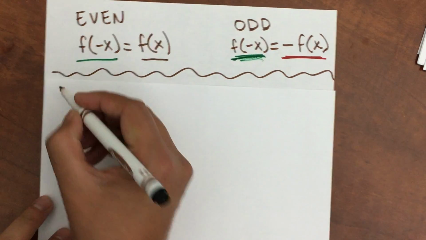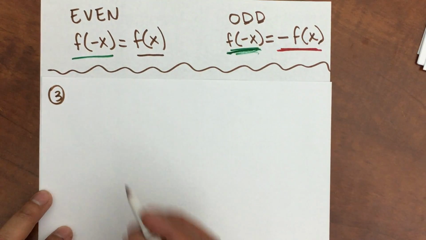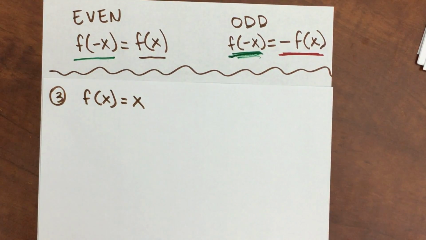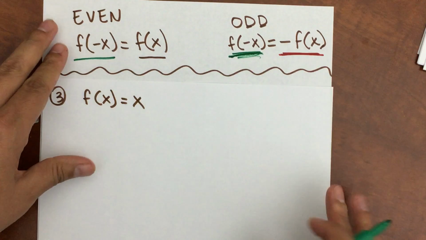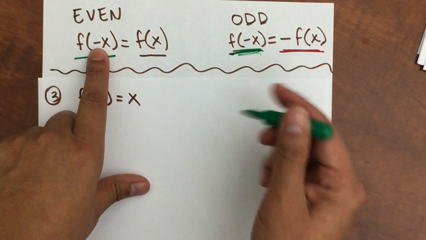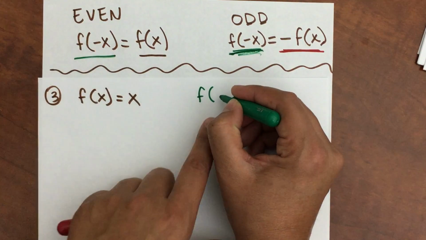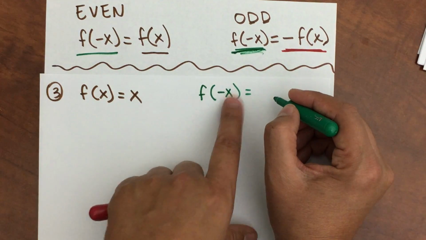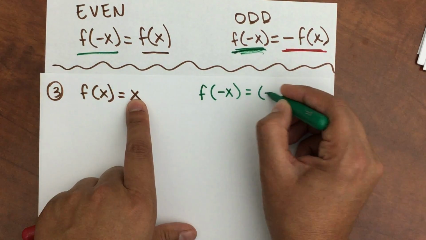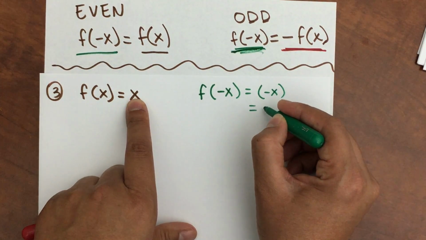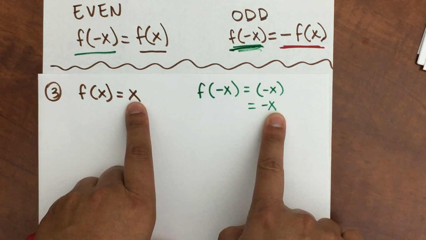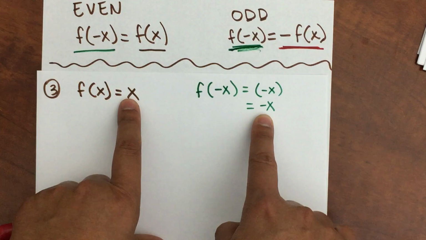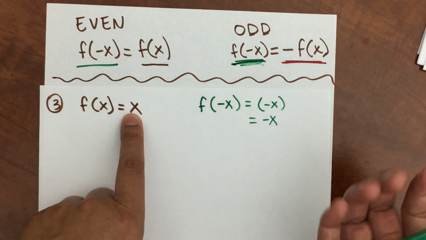Okay, so let's do number 3. For number 3, you have f of x is equal to x. And I want you to notice that I'm also using green because it's this right here. So f of negative x is equal to, instead of the x, I'm going to replace by a negative x. So basically it's just negative x. Are they the same? Is the f of negative x the same as f of x? No. So it's not even.